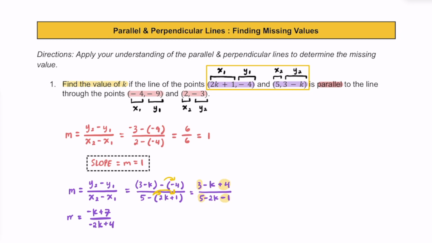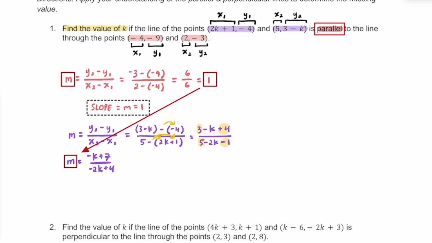So I believe this is as simplified as we can go here. And it's at this point, you want to remember that these 2 lines are parallel to each other, which means the slope of this first line, which we found out was equal to 1, has to be the same slope as this line over here. So let's go ahead and substitute this in real quick. And so we can write that 1 is equal to this expression right here.